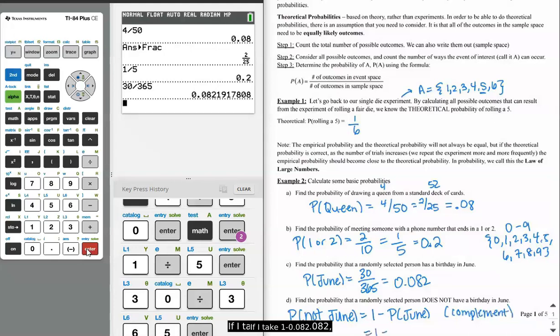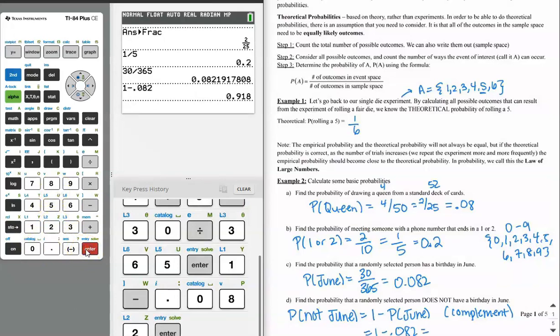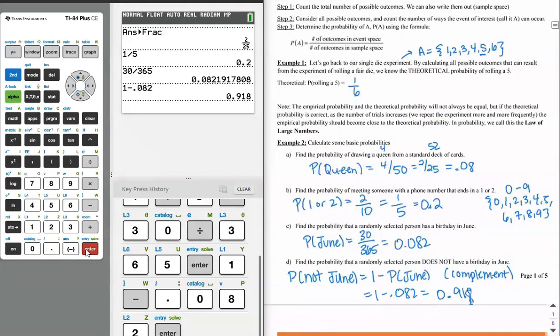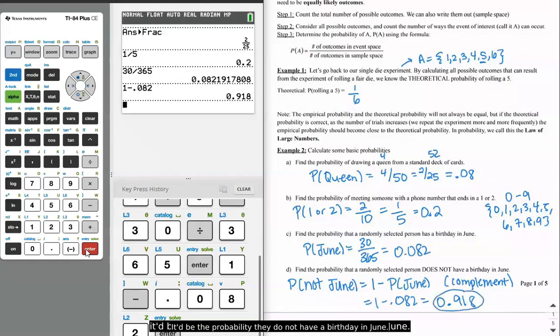So if I take 1 minus 0.082, we would find roughly 0.918, oops, sorry about that, let me erase that. Oops, there we go. So you can see a little better. 0.918 would be the complement. So it'd be the probability they do not have a birthday in June.